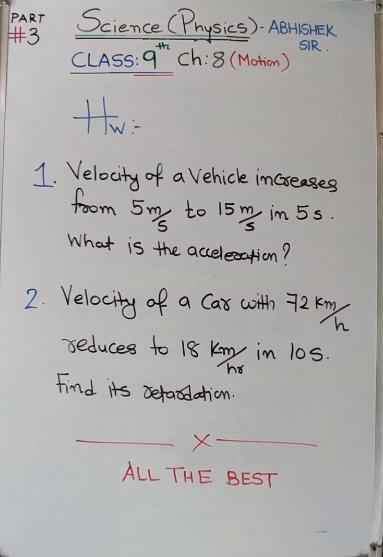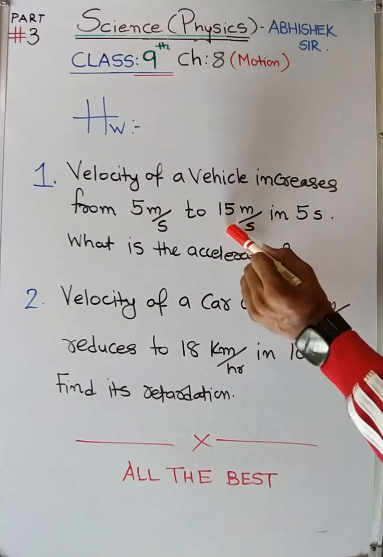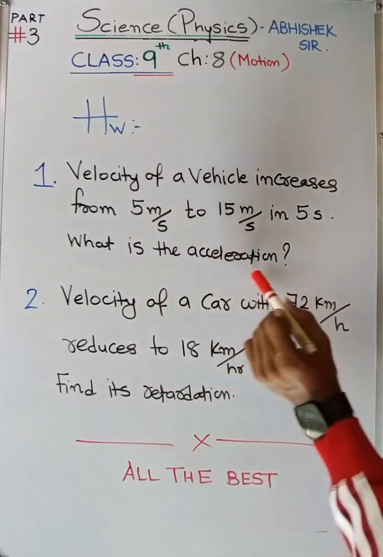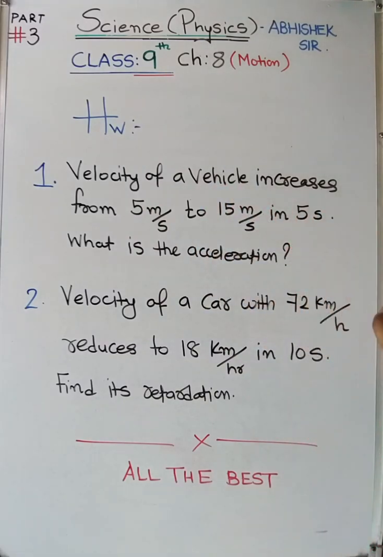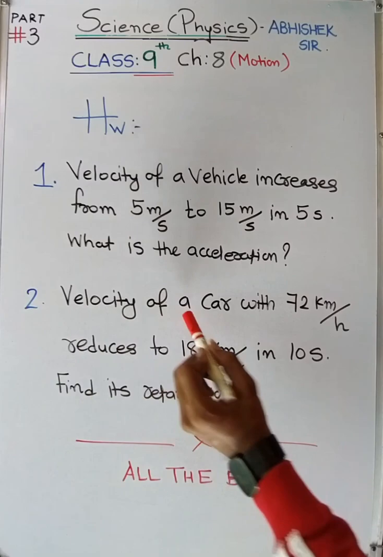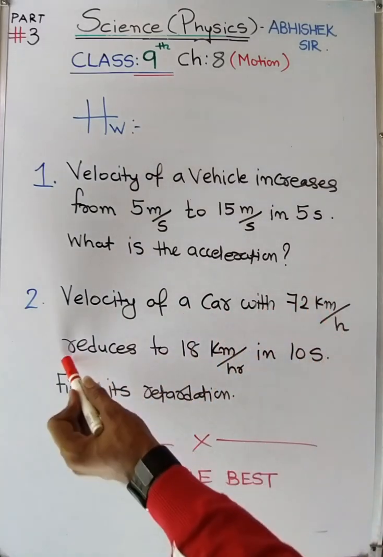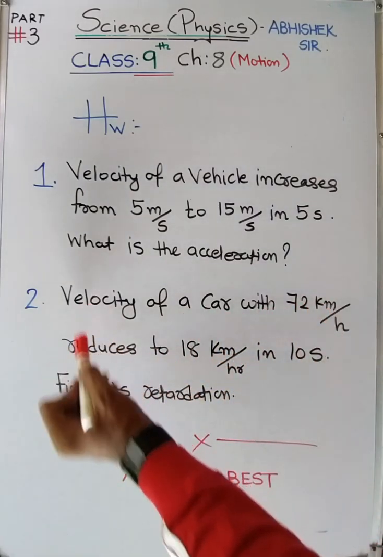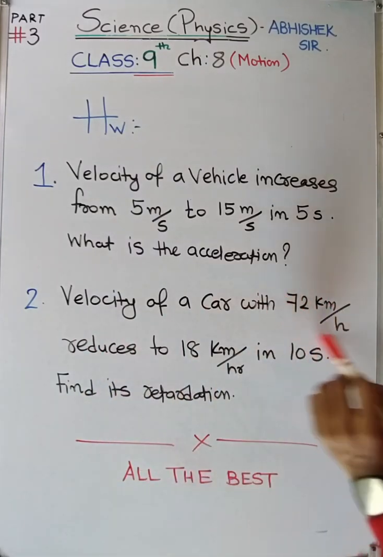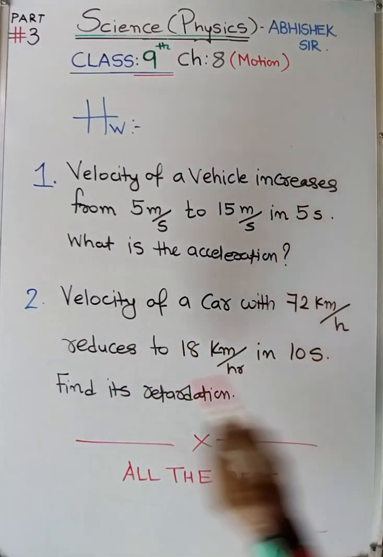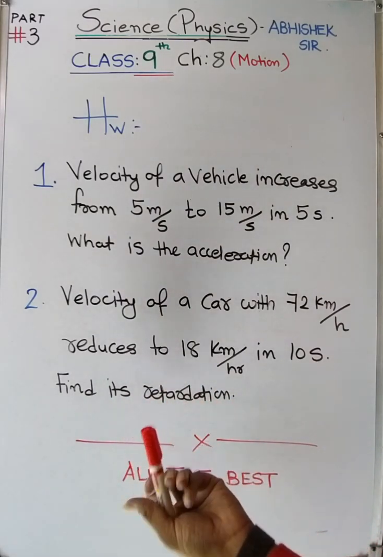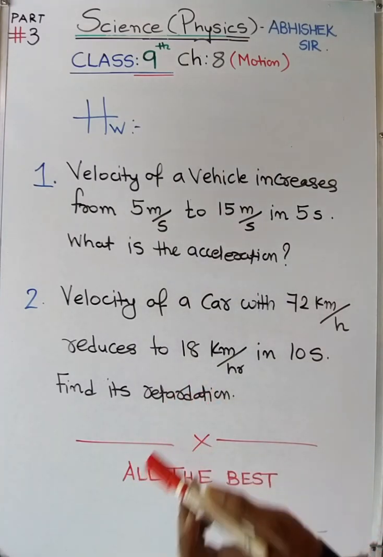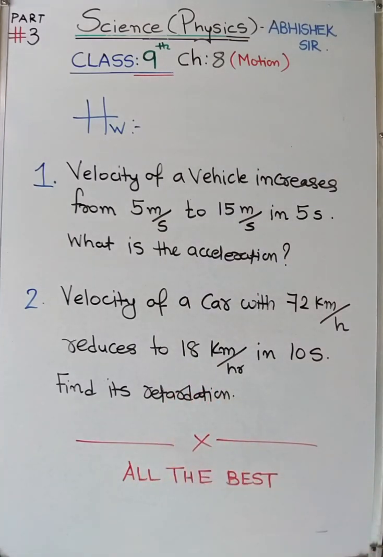Two questions are there. First is: velocity of a vehicle increases from 5 meter per second to 15 meter per second in 5 seconds. What is the acceleration? So initial is given, final is given, and time is given. Clear? Use acceleration. Second question is: velocity of a car of 72 km per hour reduces to 18 km per hour. Velocity reduces, right? So this is initial, this is final, and time is also given. Find its retardation. Retardation is negative acceleration, so you are finding acceleration only, but your answer will be in minus.